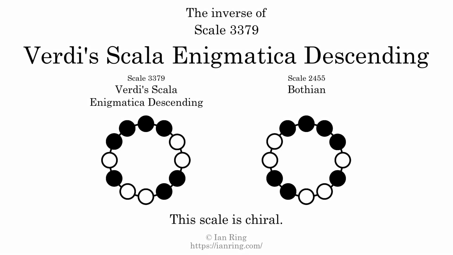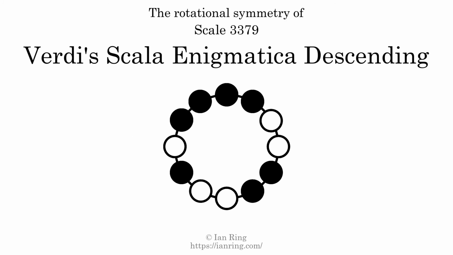The inverse of a scale is a mirror image. It is what you get when the sequence of intervals is reversed. The inverse of this scale is scale 2455, also known as Bothian. This scale is chiral. It cannot transform into its inverse by rotational transformation. This scale has no rotational symmetry.